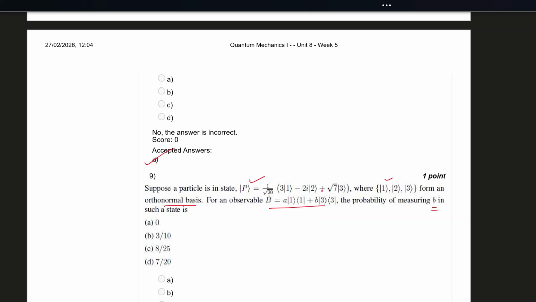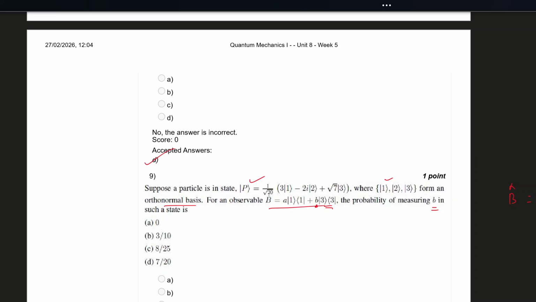First of all, the probability of measuring B in such a state only comes from the state 3, right? Because this observable has A |1><1|, so A comes with the state 1, and this projection operator of 3 is coming with the coefficient B.